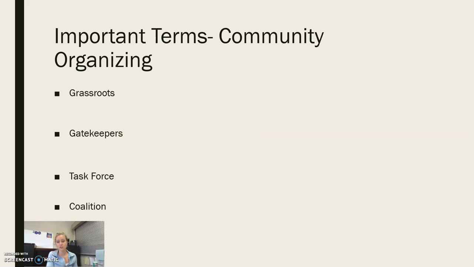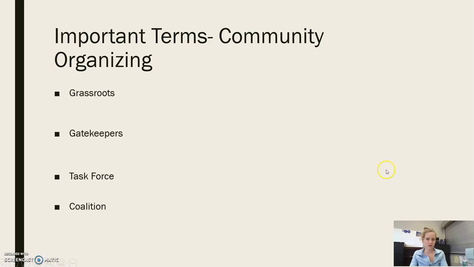So, important terms as far as community organization. You may have heard of some of these terms. If you really get into public health, I have no doubt that the second you take your first program planning course, these will all come up again.